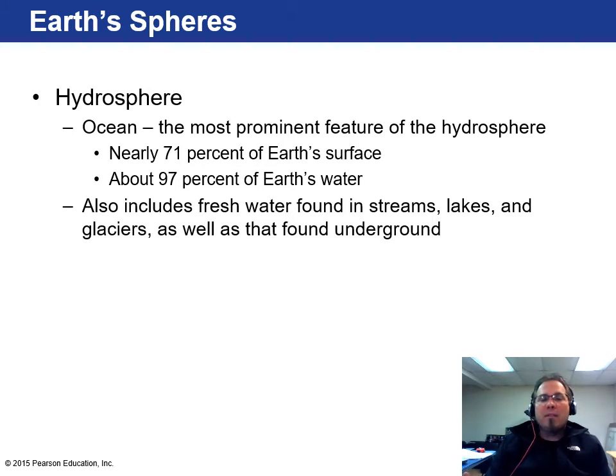Now, the rest includes fresh water and lakes and streams and glaciers and groundwater, and I'll show you an image of that in a second. So the vast majority of the Earth's surface and the Earth's water are contained in the oceans.